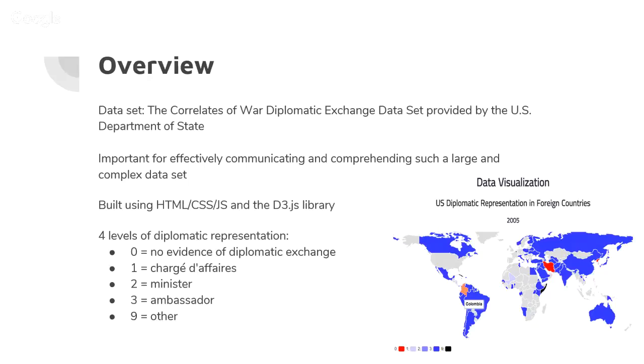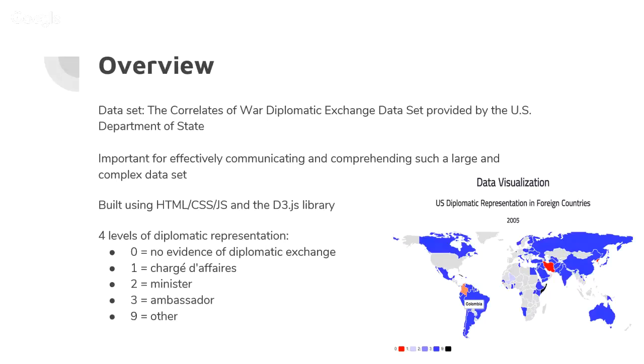So why do we even want to visualize this data? This is really important for effectively communicating and comprehending such a large and complex data set with thousands and thousands of rows of data. And I was able to create this heat map using HTML, CSS, and JavaScript, meaning it runs in a browser. And I was able to utilize the D3 JavaScript library, which is used specifically for data visualization. It's actually my first time using the library, so I was able to learn everything myself and create this map that I think fairly represents the data fairly well.